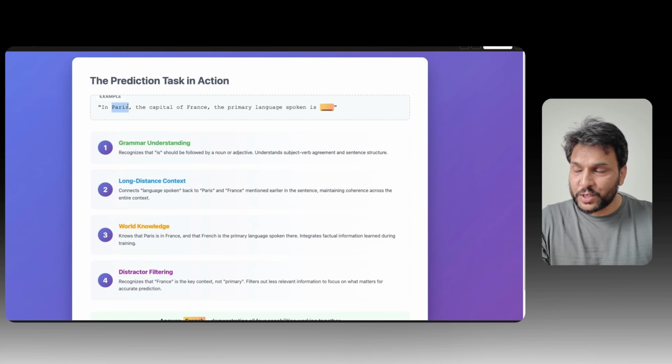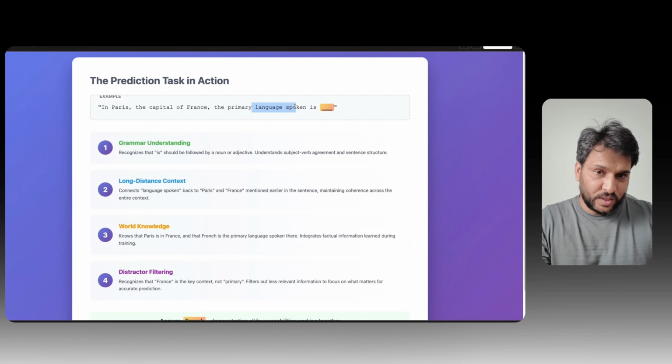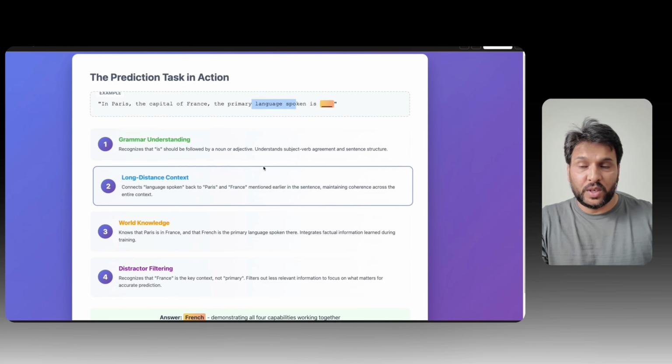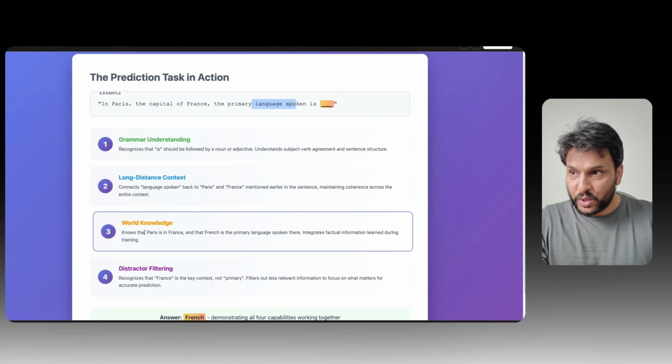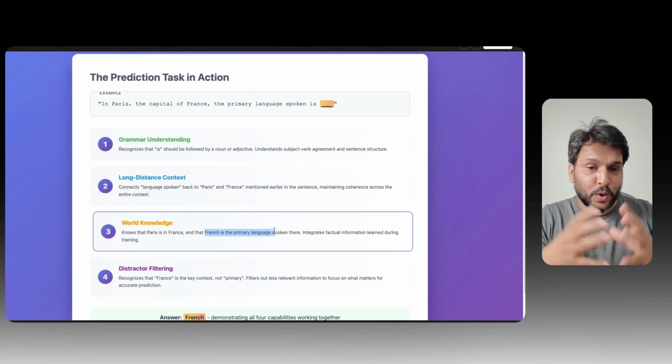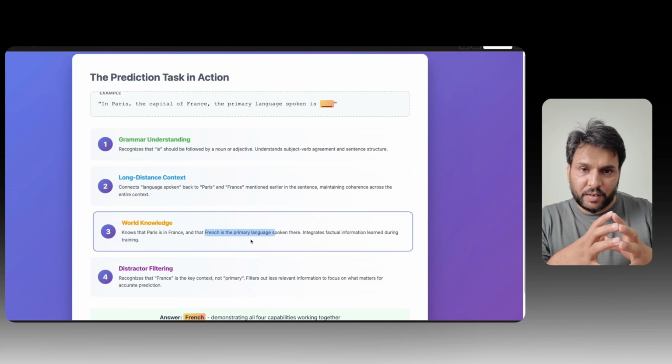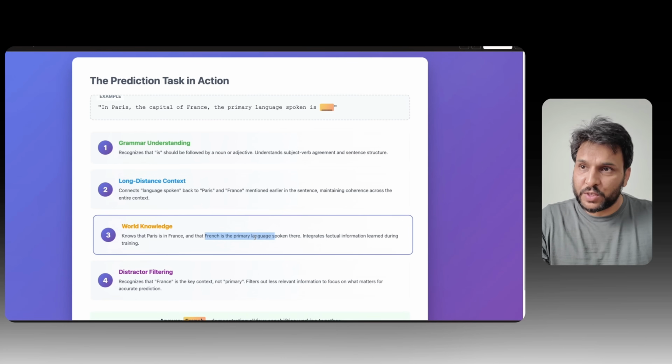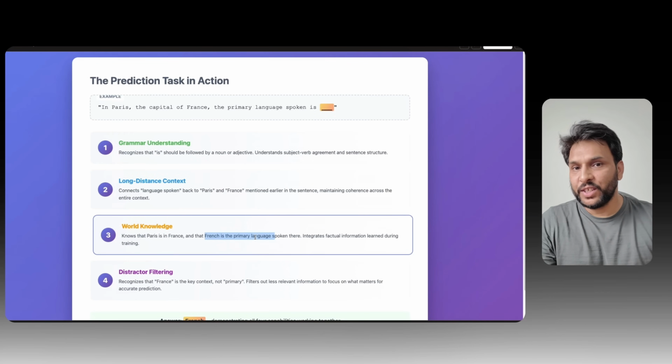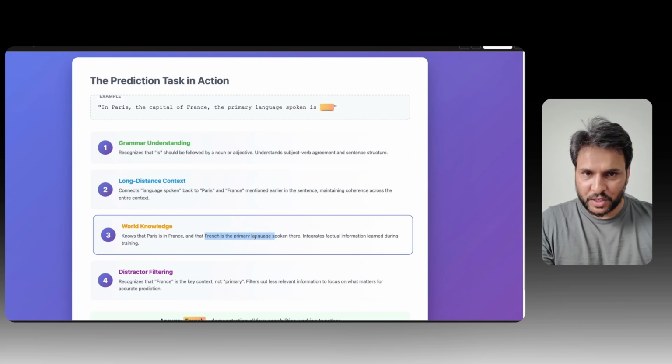For example, it needs to keep track of Paris, its relationship to France, and then the language the user is asking about. Also, it needs to have world knowledge. So it needs to know that Paris is in France and that French is the primary spoken language there. And then it also should be able to filter any distractors in the language. Now, having said that, it still needs to predict the next word. So it will come up with a probability distribution of what the next word prediction should look like.